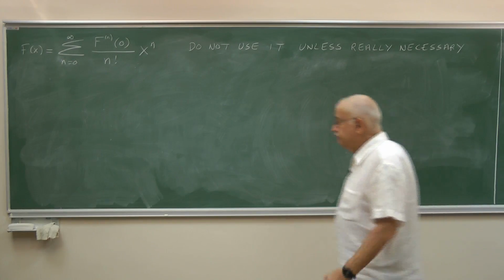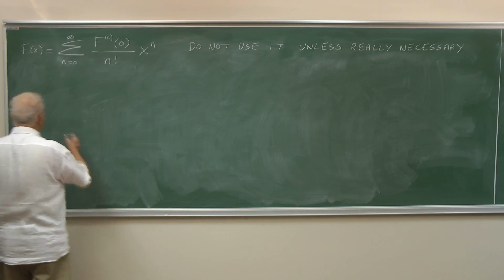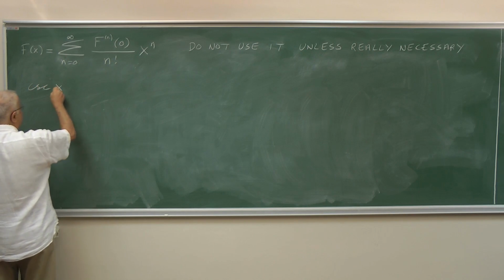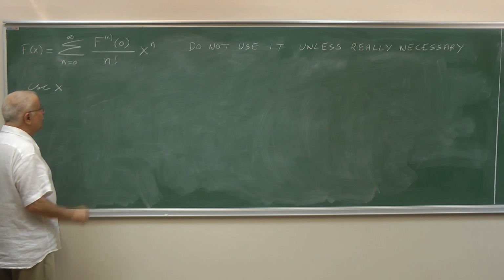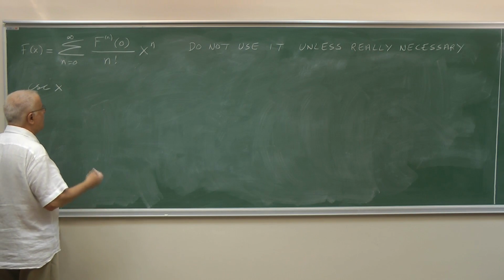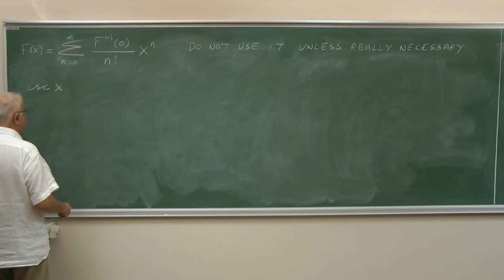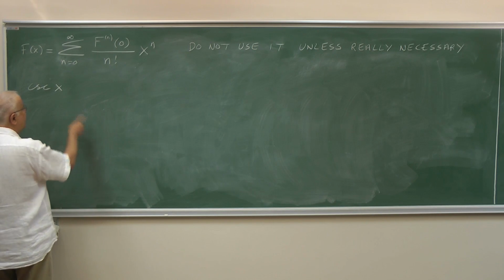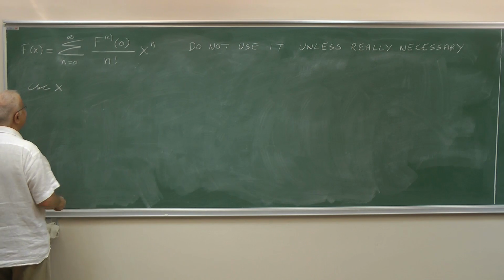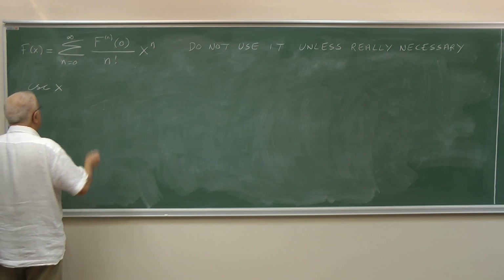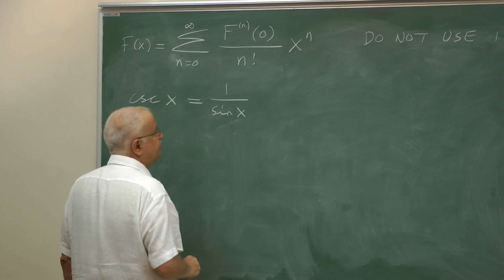So we did the hard. Let's do the harder. Cosecant x. Cosecant x will not allow us to use the Maclaurin routine, writing the function, its derivatives and evaluating them at 0, because cosecant 0 is infinite. So what should we do? Well, we should use the fact that it is 1 over sine x.